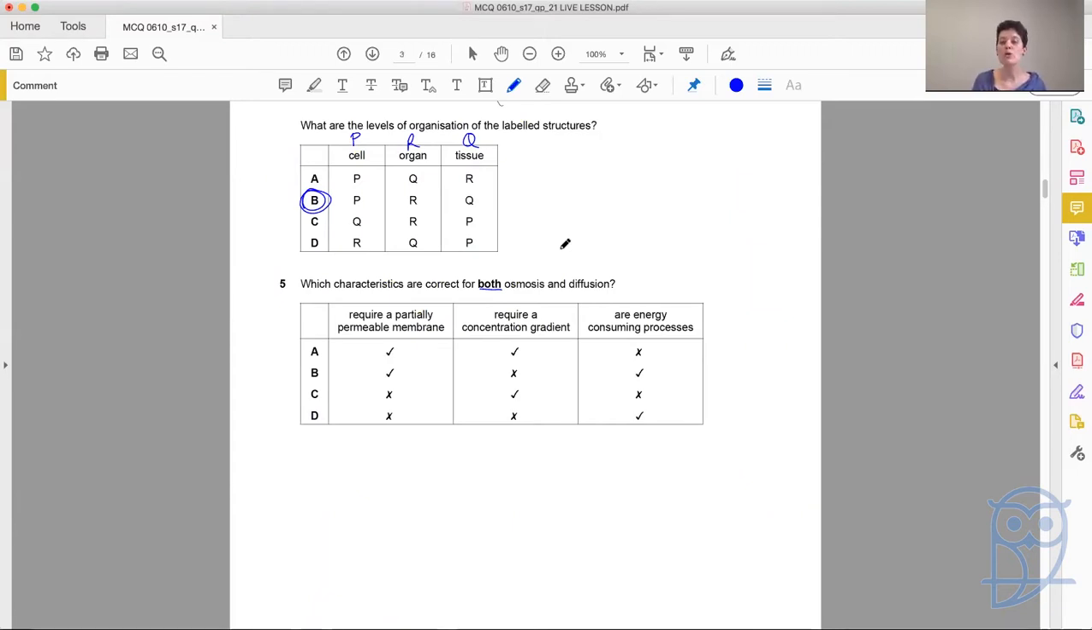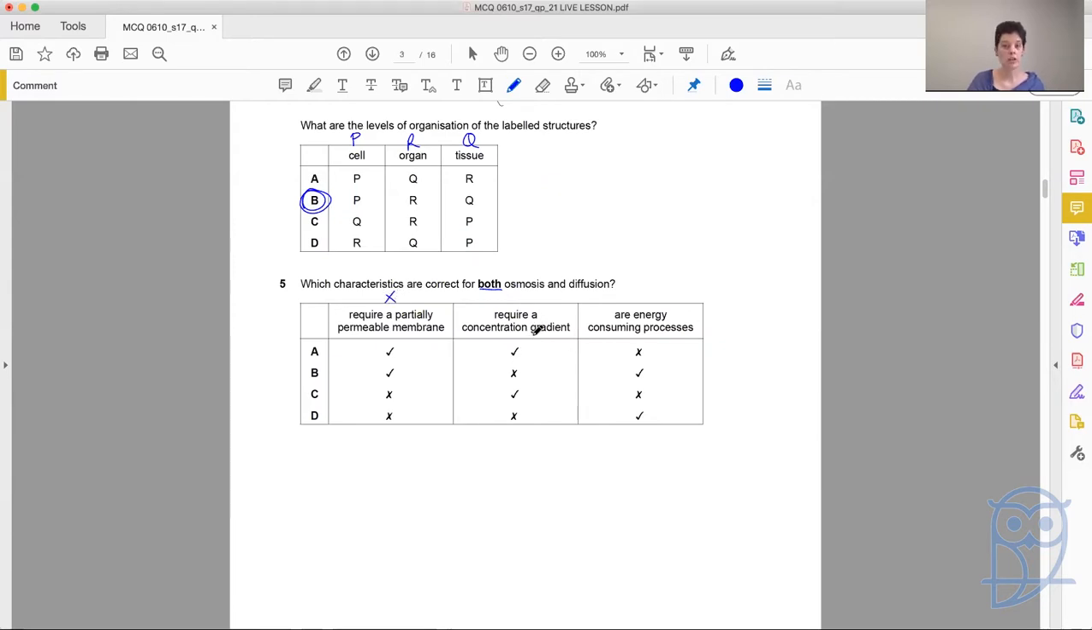Okay, so for both osmosis and diffusion, require a partially permeable membrane. Think about the definition. Diffusion, well, deodorant diffuses across a room. If you spray it in one corner, that doesn't need a membrane. Osmosis, that has to be across a membrane, but is not required for both.